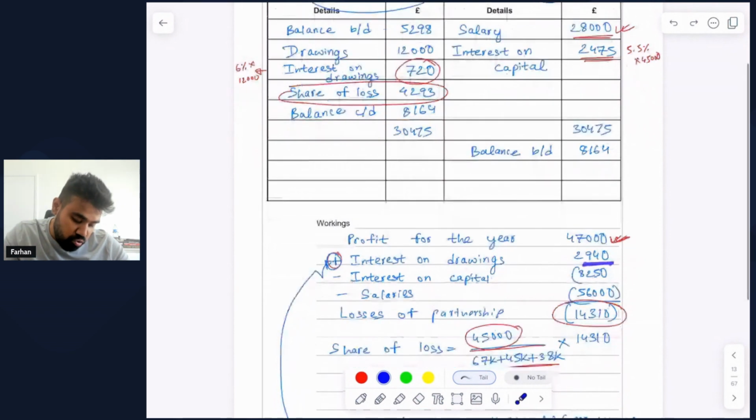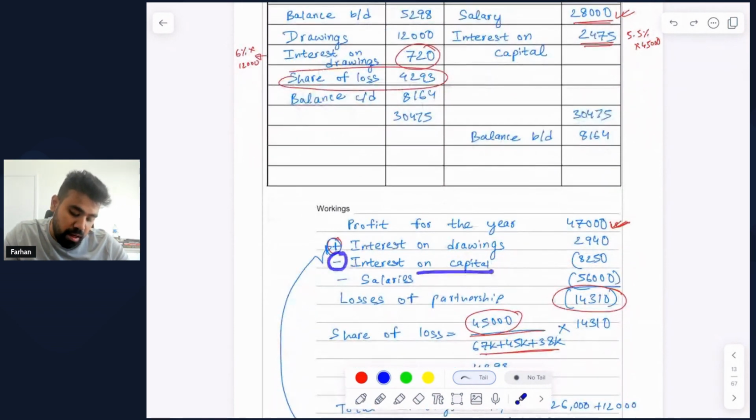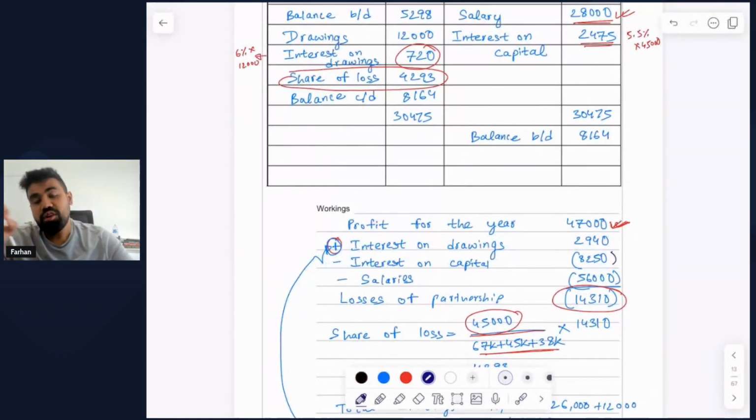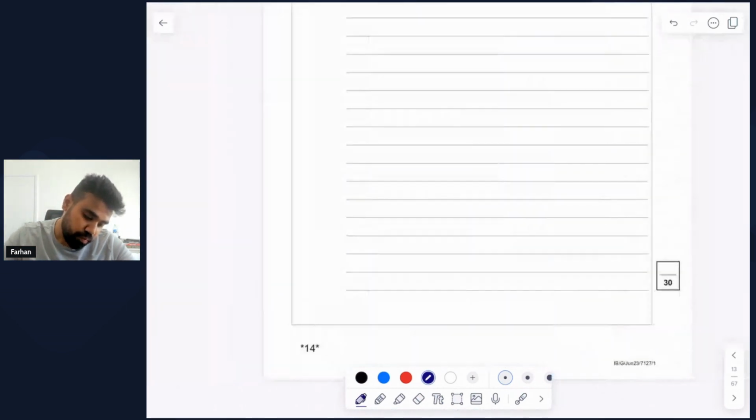Then we have subtracted interest on capital. Why have we subtracted interest on capital? Interest on capital is something that the business provides to its partners for all the capital investment that they have made during the year. So let's calculate that as well.